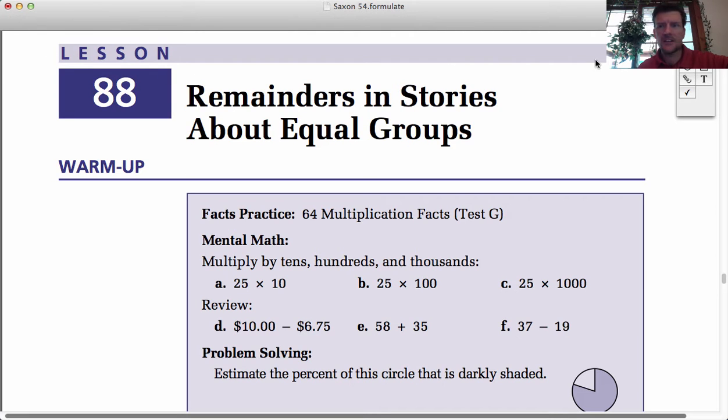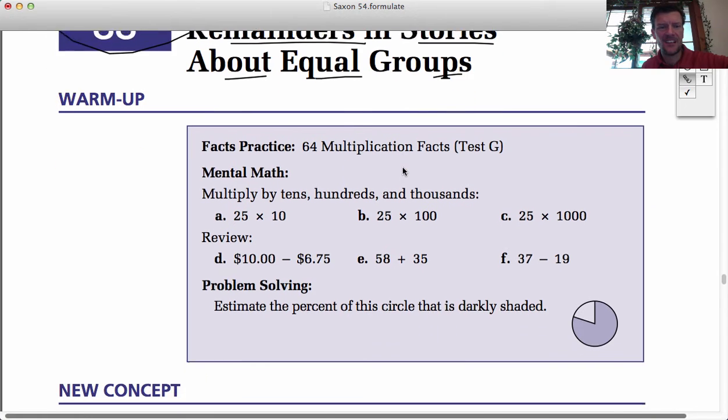Okay, we are looking at lesson 88 here today. And it says remainders in stories about equal groups. So let's look and see what this is all about. We'll take some time to walk through lesson 88 together.